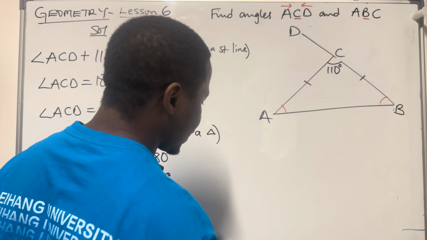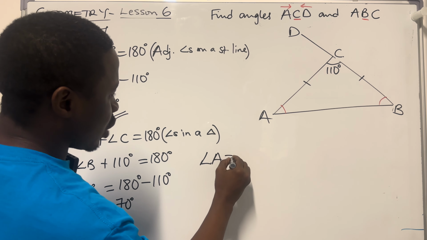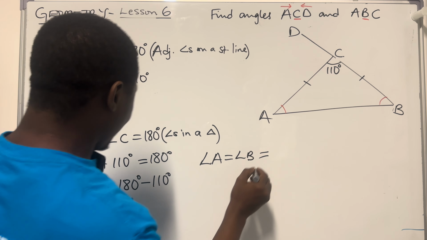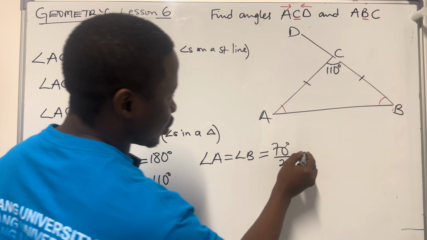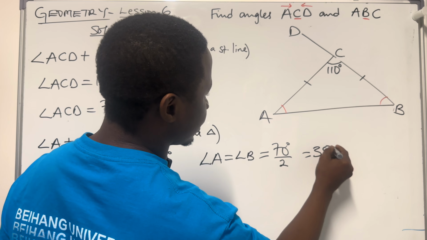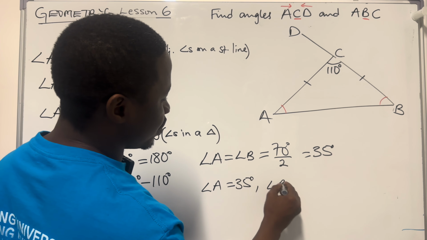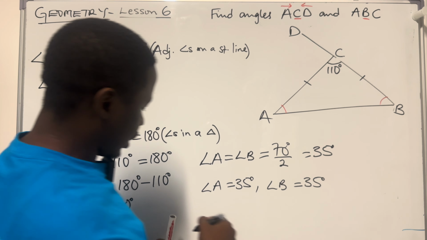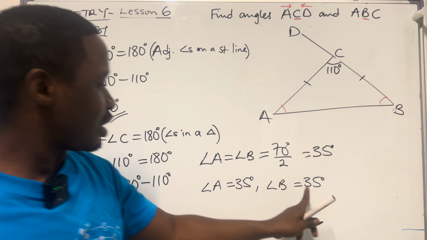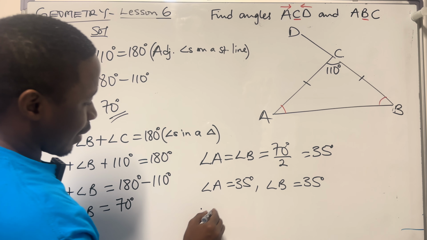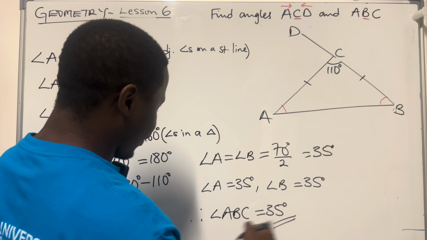So we say angle A is equal to angle B, of which the 70 degrees is divided between the two of them. 70 divided by 2 is 35 degrees. So angle A is 35 degrees, and angle B is 35 degrees. The question is to find angle ABC, which is this one here, 35. So angle ABC is equal to 35 degrees.